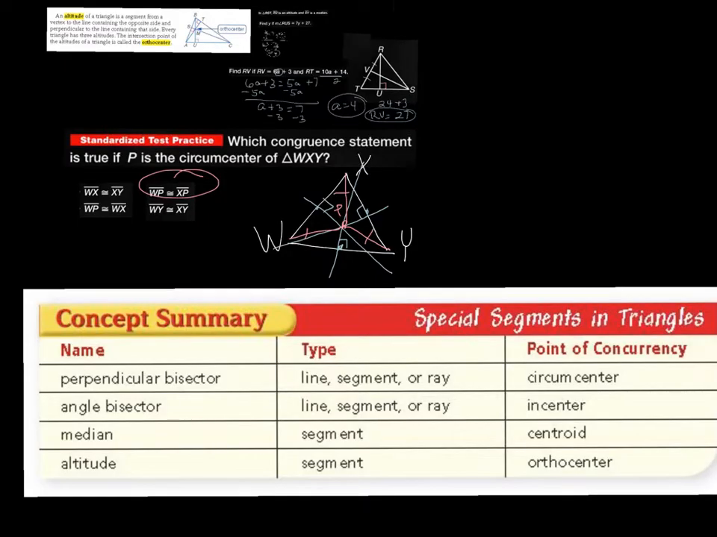Okay, so here's all of our vocabulary summed up in one chart. When the perpendicular bisectors cross, the point of concurrency is called the circumcenter. The angle bisectors cross at the incenter, the medians cross at the centroid, and the altitudes cross at the orthocenter.